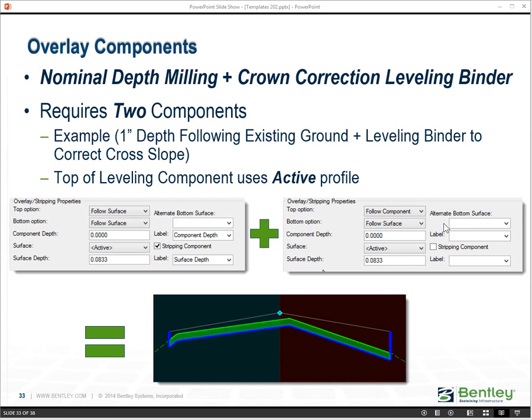Then the second component we add to this, the top is going to follow what we drew, or follow component, so 10 feet at 2%. The bottom will follow the active surface, and we make sure that our depth with our milling and our overlay binder are the same depth. That way we know that the bottom of the two match. And again, you can set a component depth for a parametric constraint if you want to, but in this particular situation, if I set it, I would need to set it on the surface depth because we want that bottom to be the same for the milling and the overlay. So let's go see how we construct this.